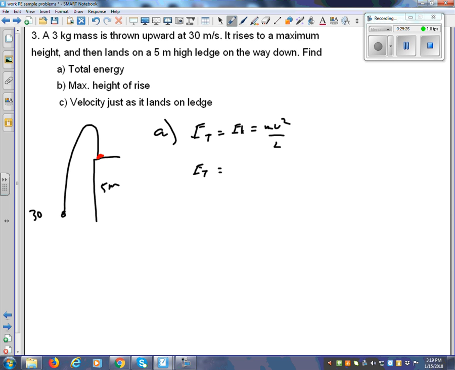Why would you equal? Wait, why would you equal EK? It stops moving at the top. 13, 15. That's what he did last semester. Man, I have no explanation behind why.